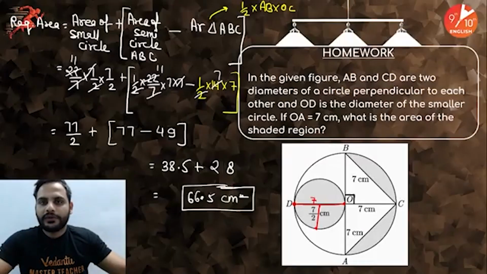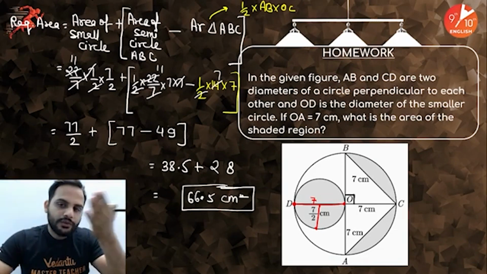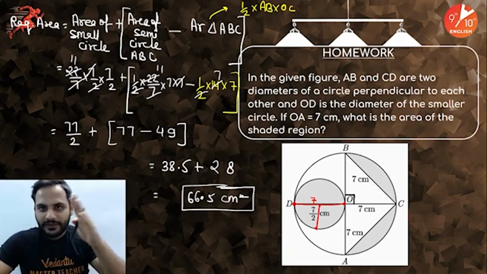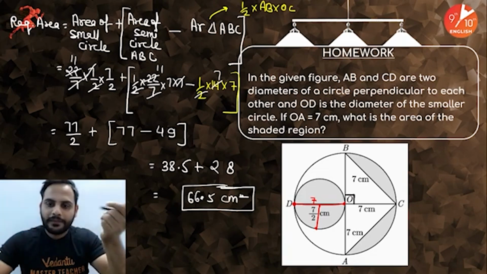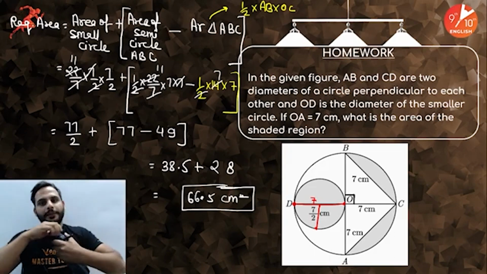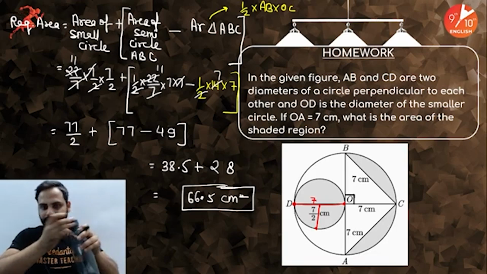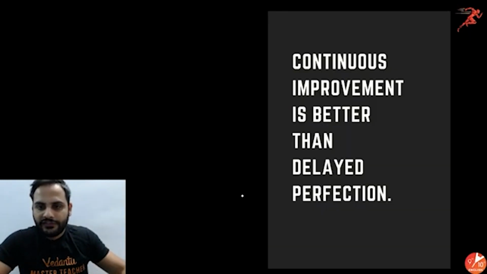So the main point over here was the area of the small circle segments. Either you can do the area of two segments, or directly the area of the semicircle ABC minus the area of triangle ABC. Simple. The diameters are given perpendicular, easily we can find out the answer. Clear children? All right, let's move ahead. Next question.